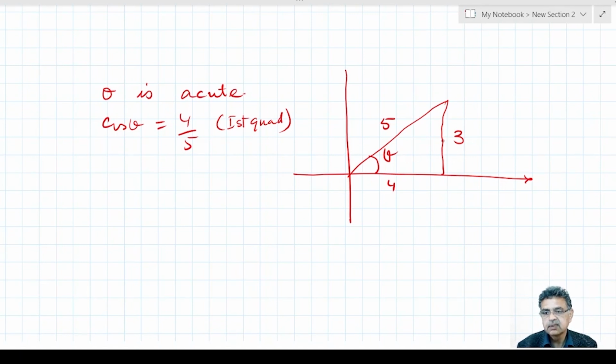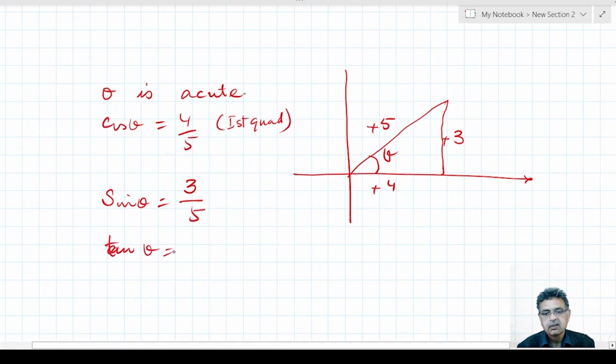You know, in the first quadrant, this will also be positive. Remember that the hypotenuse will always be positive. So the signs which you have to decide are for adjacent and opposite. These are positive. So sine theta with reference to this figure is 3 upon 5. And tangent theta, one thing that you can notice is that this line has a positive gradient, and secondly both opposite and adjacent are positive, so it will be positive 3 upon 4.